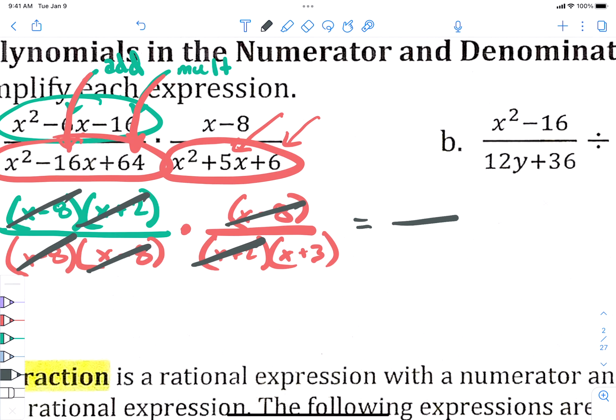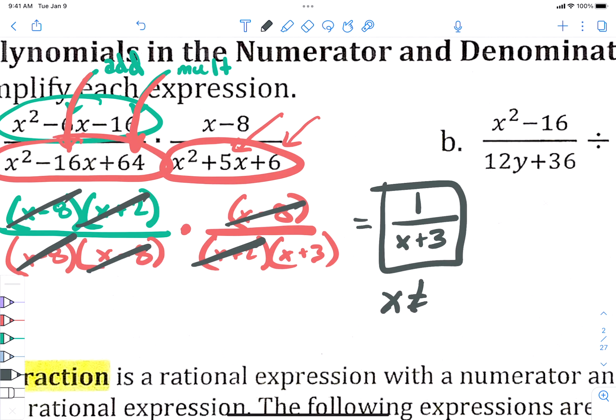What's left on the top? Nothing. 1, 0, 1. So if there's nothing on the top, we have to put a 1. My 6th period class said x plus 3 is all that's left, so x plus 3 is my answer. That is not quite right, because the x plus 3 is on the bottom. If the 1 was on the bottom, that would be a different story, but x plus 3 is on the bottom, so we have to do 1 over x plus 3. Not just x plus 3. There's a difference. x can't be what? Negative 3. We don't want x to be negative 3, because if it is, we end up dividing by 0, and we can't have that, right? All right, part B.